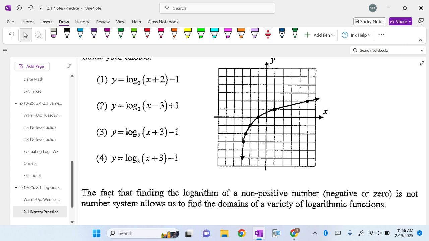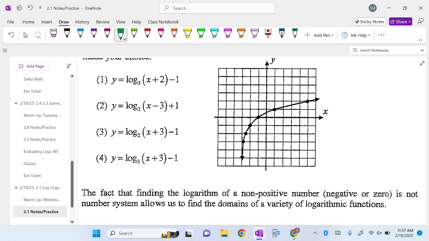Now, also pay attention to the bases. Any guesses? Jasmine.